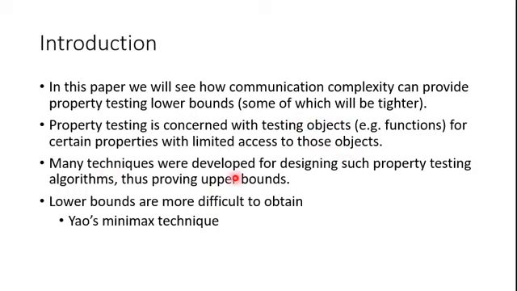Now, many techniques were developed for designing such property testing algorithms, and we've seen many of these in class. These provide us with upper bounds, but we're also, of course, interested in obtaining lower bounds. These are much more difficult to obtain as they require a for all statement. We've seen Yao's minimax technique, which we used when we discussed constant and later on when we discussed var as well. Here we will actually see a new technique to obtain lower bounds using communication complexity.